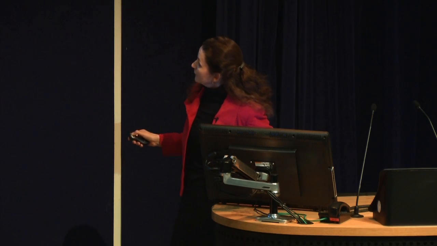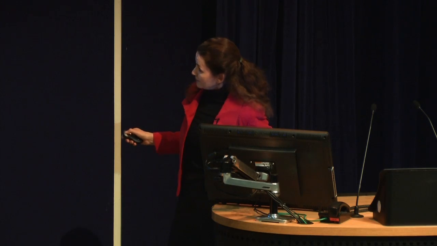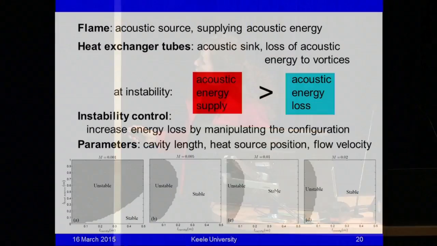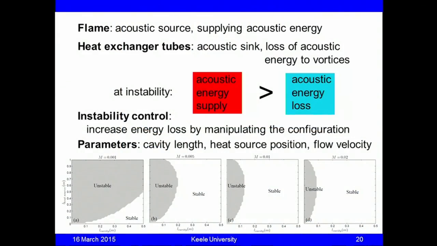Right, and these four graphs down here show what happens when you increase the flow velocity. So let me just explain with the first graph. This is a stability map. Along this axis, we have the cavity length. Along this axis, we have the heat source position. And where the parameters are in this region, we get an instability. If they are in this region, we get stability.